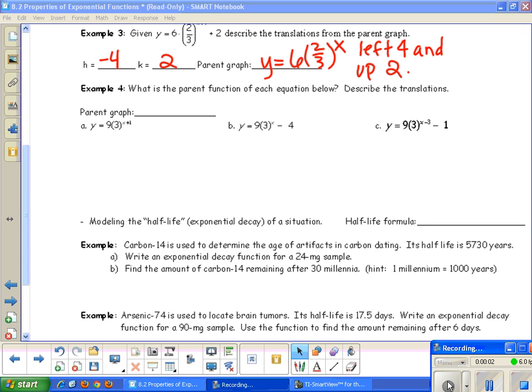Section 8.2 video part 2. Sorry about the last video, I didn't realize it cut off. So what is the parent function of each equation below?